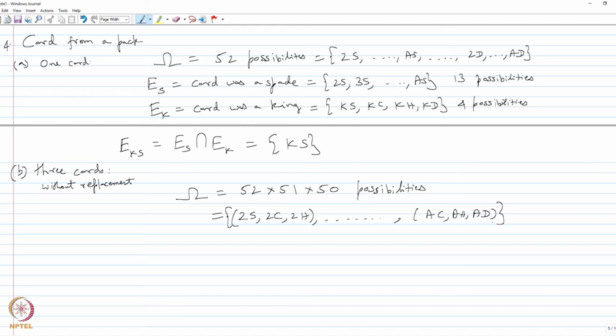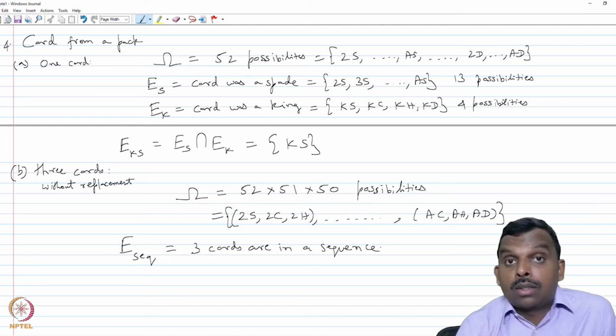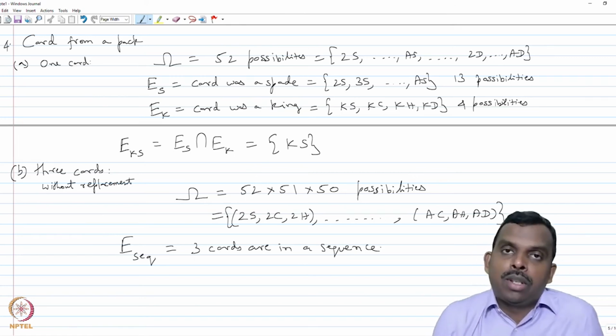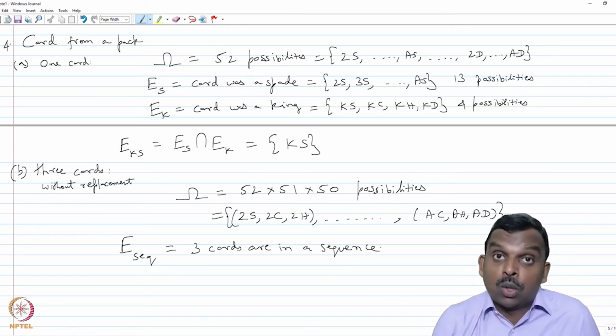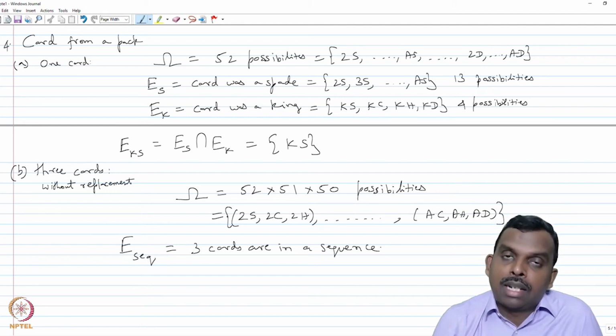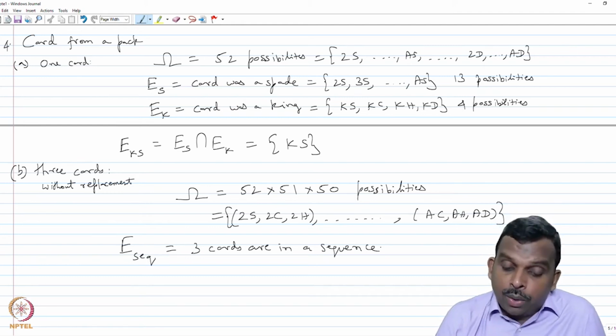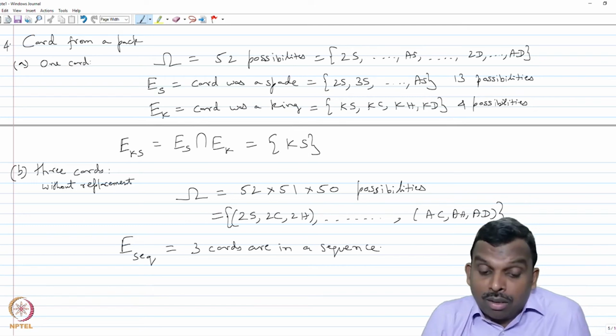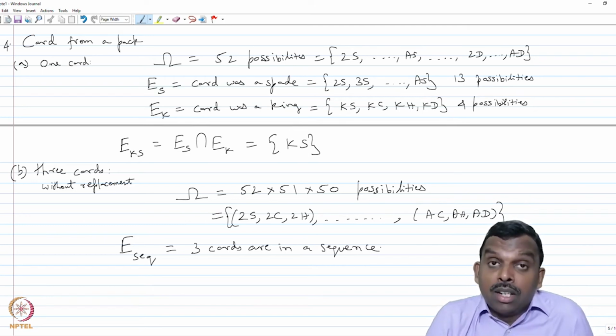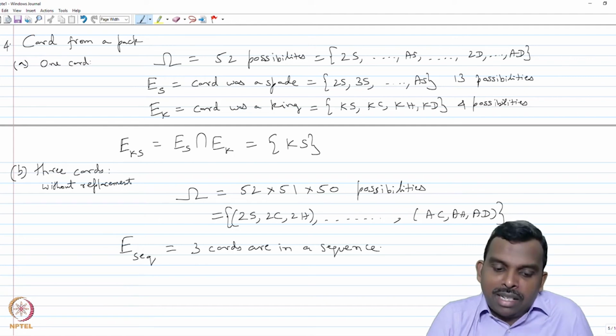You might ask an interesting question, I'll call it E sequence: the 3 cards are in a sequence. Quite often when you play a game, this is quite important. If you got 3 cards and all of them are in a sequence, then maybe that's a good hand. Games often have this kind of requirement, and if you want to compute the probability of this, first you have to understand this event, how many possibilities are there in this event.